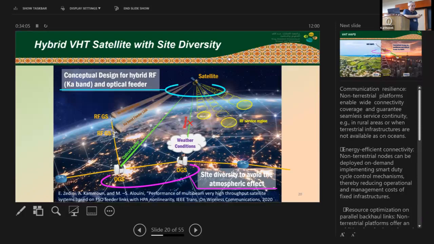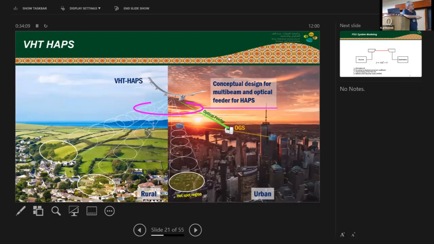You can use the same concept for what I would call very high throughput hubs. Hubs can act as satellites. The only difference is basically that the footprint would be smaller. If a satellite can cover 1/3 of the Earth, a hub can cover a radius of 200 kilometers. But again, it's the same concept, with the difference that a hub can cover a rural and an urban environment at the same time, and has the advantage of dynamically using some of these beams for offloading purposes.